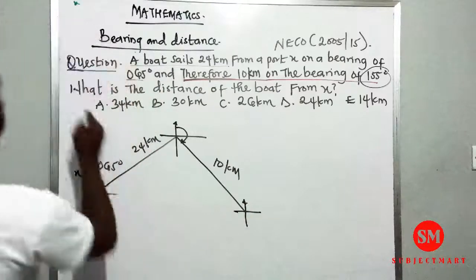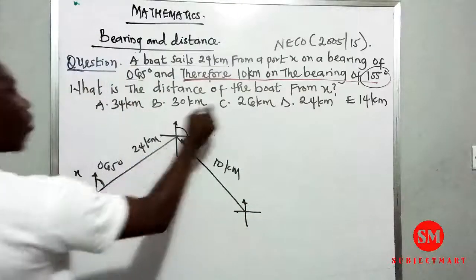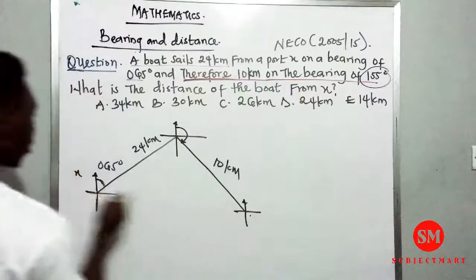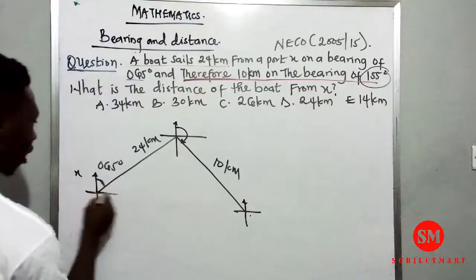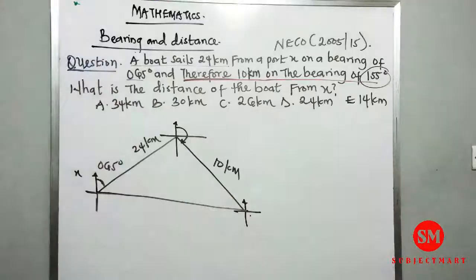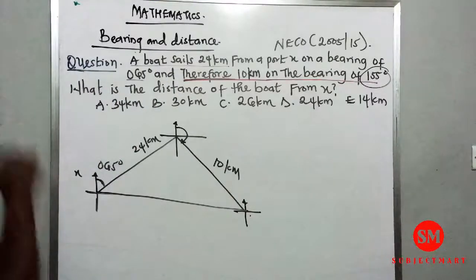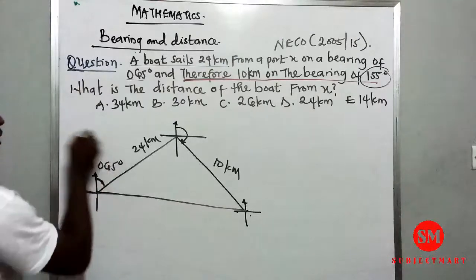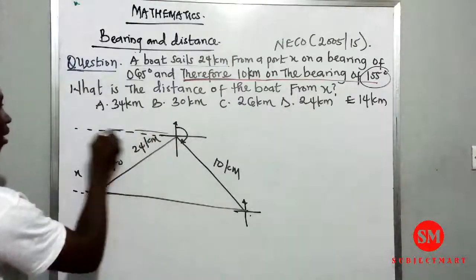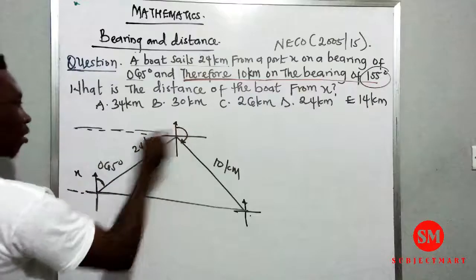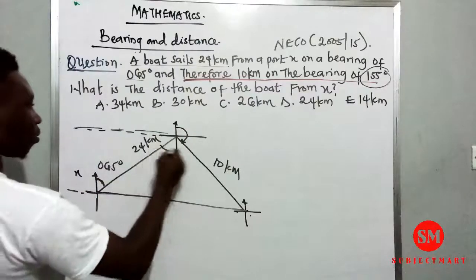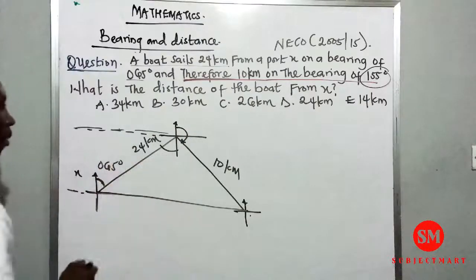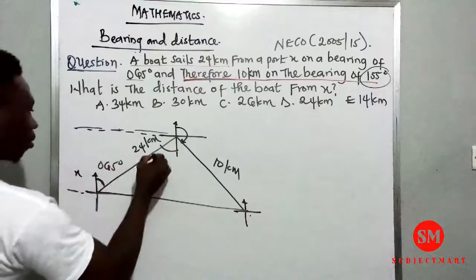Now they ask us, what is the distance of the boat from X? So we are asked to find this particular distance. With this, let us proceed. Don't forget, this line here is a transversal, and these two lines are parallel. So these are alternate angles.